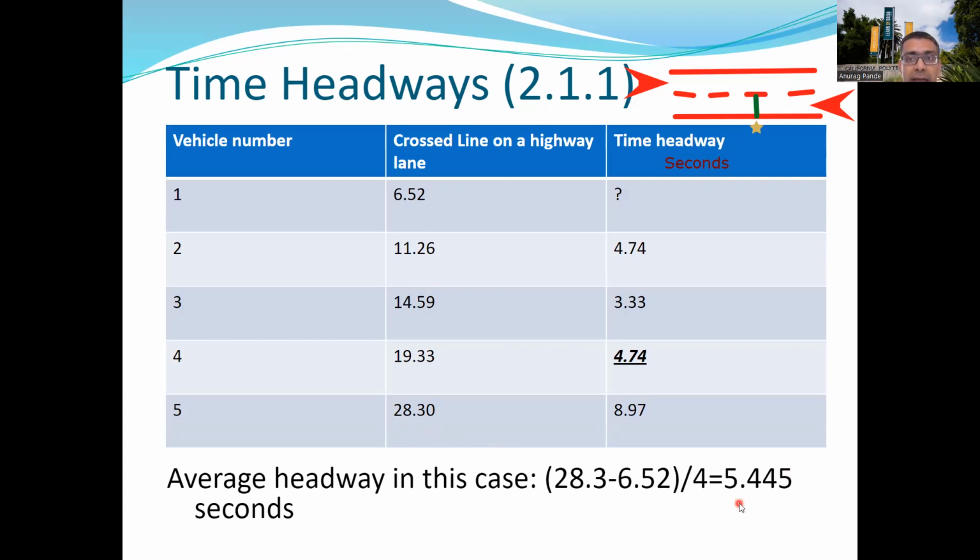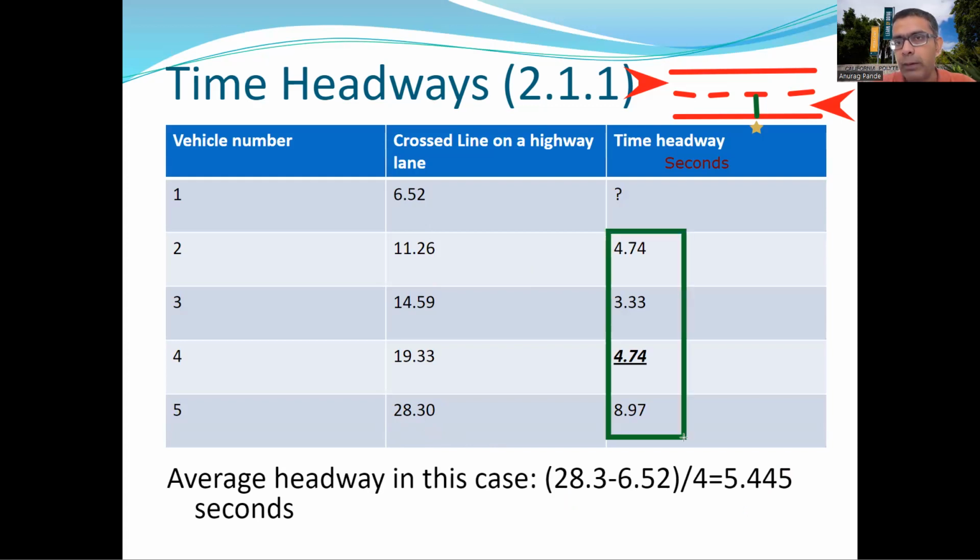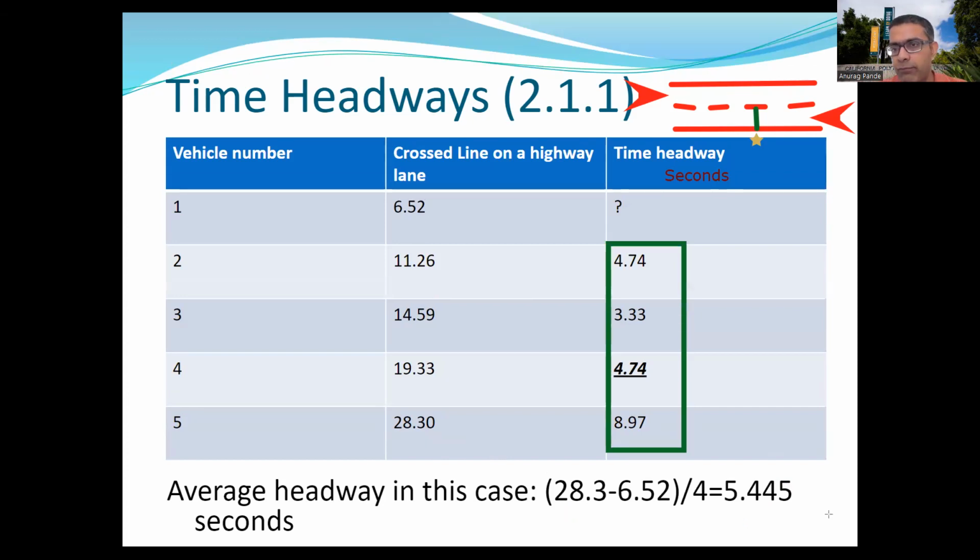Now, one question I have for you is: is there another way of measuring the average headway? Yes, absolutely. You can also average out these 4 numbers, and you get the same 5.445 seconds of headway. If you average 4.74, 3.33, 4.74, and 8.97, you will get the same average headway, which is 5.445 seconds.